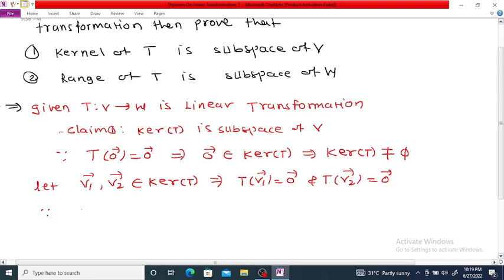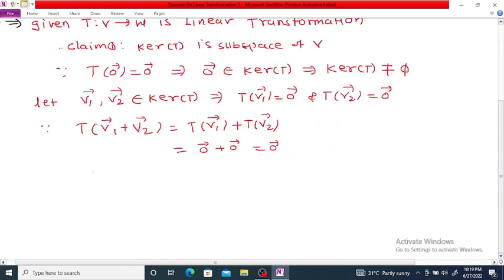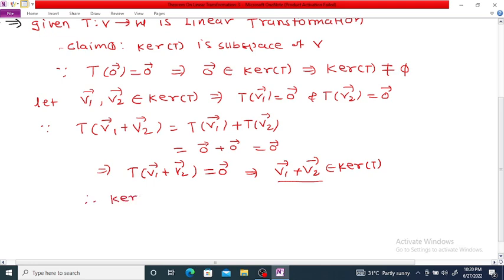Now consider T of v1 bar plus v2 bar, which is equal to T of v1 bar plus T of v2 bar. But what is T of v1 bar? It is 0 bar, and T of v2 bar is also 0 bar. So this is 0 bar plus 0 bar, which is 0 bar. This implies T of v1 bar plus v2 bar is equal to 0 bar, so v1 bar plus v2 bar belongs to the kernel of T. So for any two vectors from the kernel of T, their addition belongs to the kernel of T. Therefore the kernel of T is closed under vector addition.